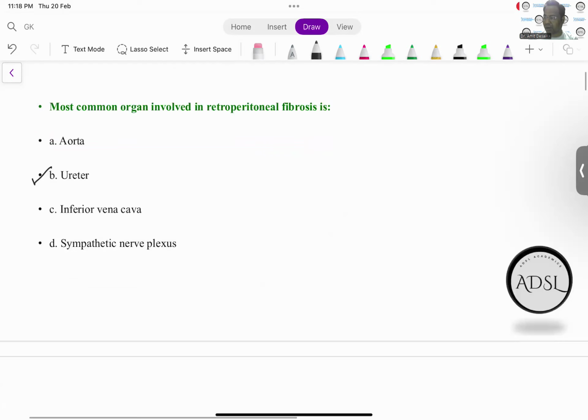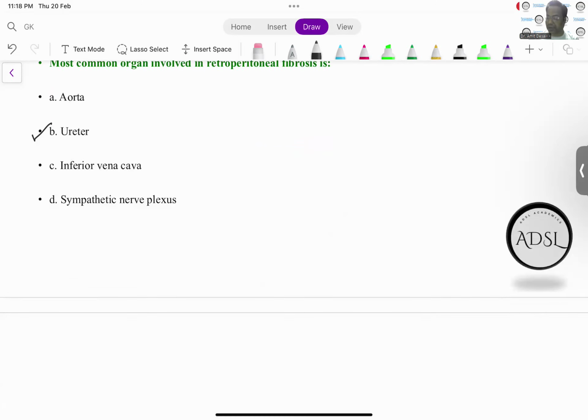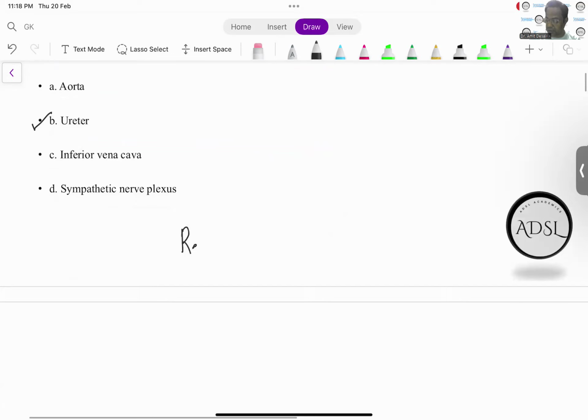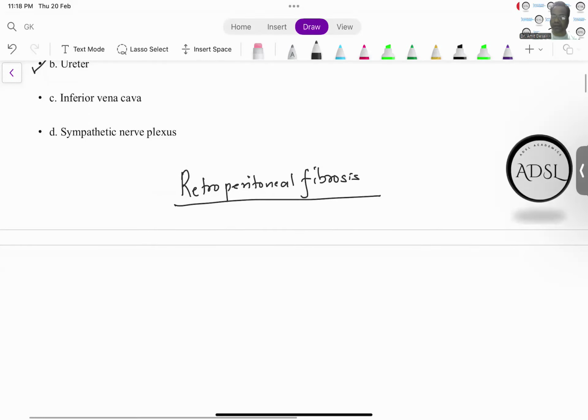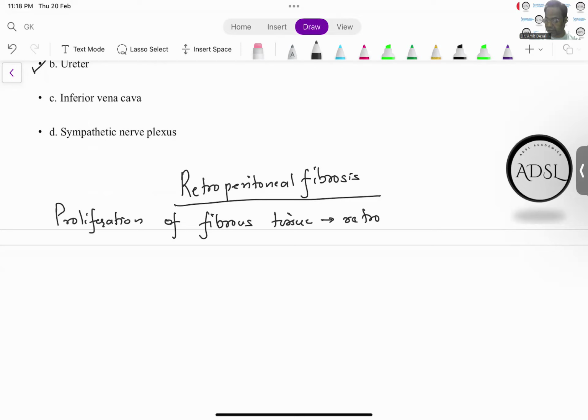Now, let us see something about retroperitoneal fibrosis, also called Ormond's disease, idiopathic retroperitoneal fibrosis. So what happens is that there is a proliferation of fibrous tissue. All right, and where is this happening? In the retroperitoneum. It is happening in the retroperitoneum.